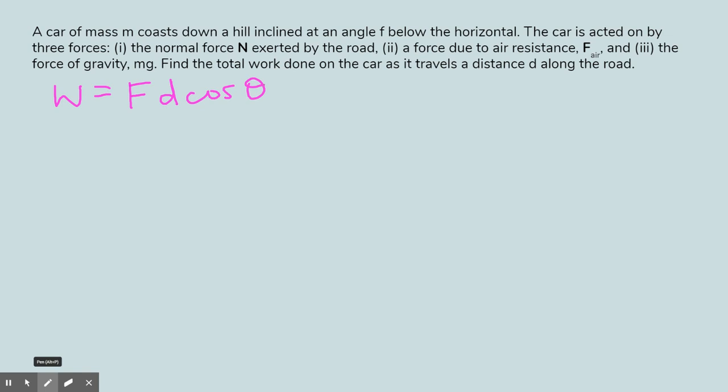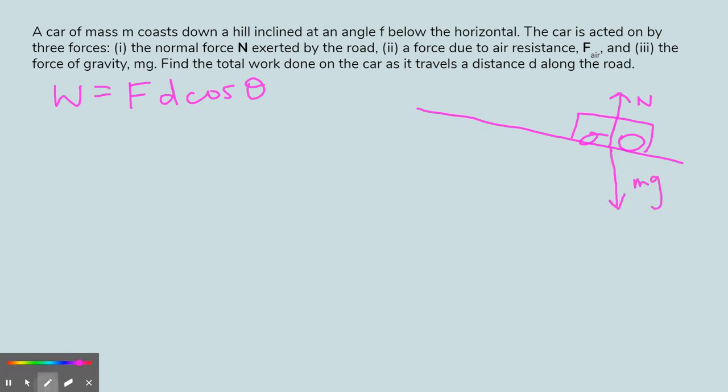I can quickly sketch this. So here is our road. I'm going to let this rectangle with some circles be our car. Remember, the normal force is perpendicular to the surface. So there's our normal. And the weight of this car will go straight down. That'll be mg. Let's use some other color. Okay, I'm going to set my coordinate system like this because I want the x direction to be equal with my surface. So here's my x direction. And there's my y direction.